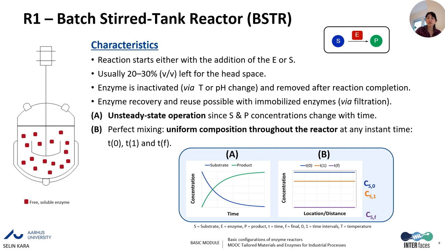In figure B, we see the concentration over the location distance. This figure shows us that irrespective of which location we are taking a sample at time X, we should measure the same substrate and product concentration. At the beginning of the reaction, at time zero, we have the maximum substrate concentration, and this concentration is measured irrespective of any point in this reactor. And at the end of the reaction, at time X, we should have the minimum substrate and maximum product concentration irrespective of which location we are taking the sample.